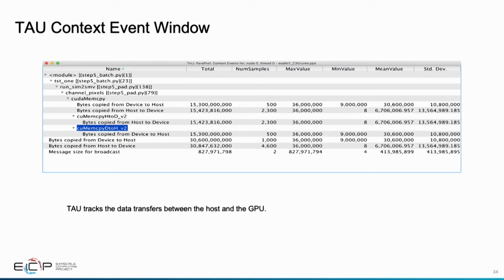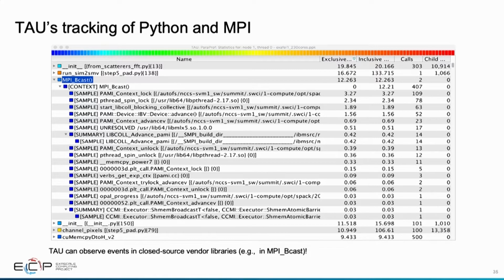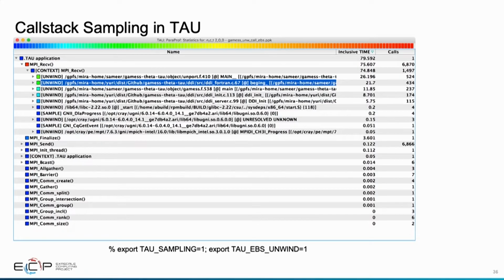Here I'm looking at I/O, or bytes copied from host to device. And you can see what was the minimum bytes copied, what was the max, what was the standard deviation, mean, and so on. You can look at this in Python with MPI, even turn on sampling. And then you can also look at when a sample was taken, I can unwind the call stack and see where the program was when that sample was taken by just turning on environment variables like this. So here, I have introduced you to environment variables like export TAU_EVENT_BASED_SAMPLING_UNWIND=1. That will allow you to unwind the call stack.